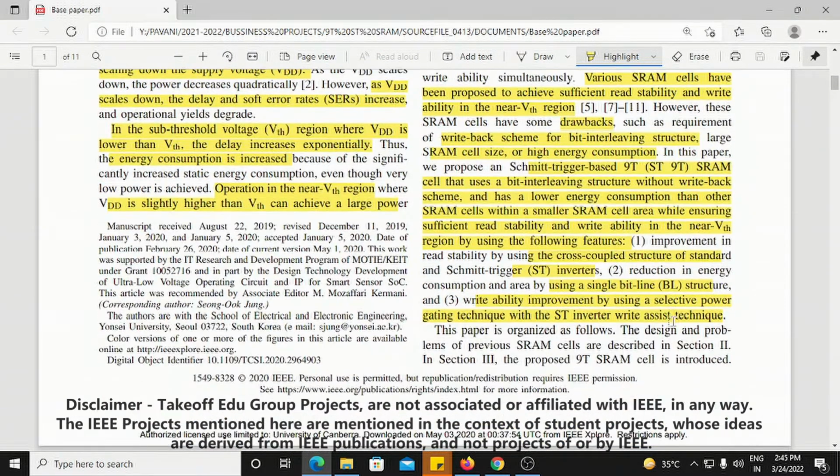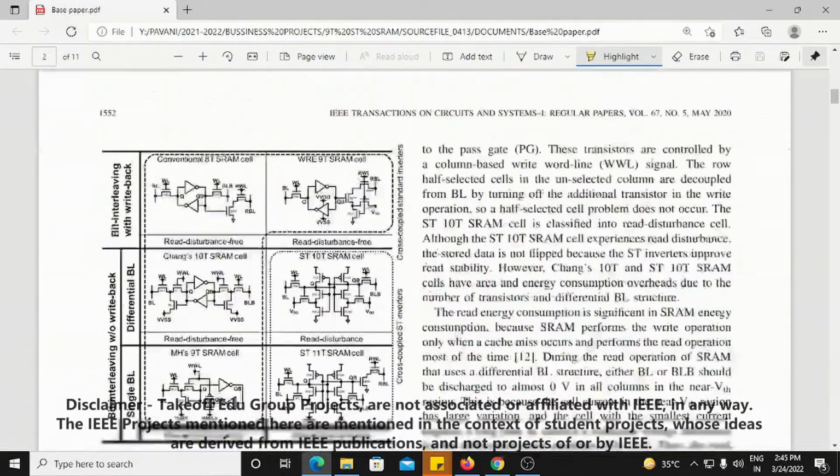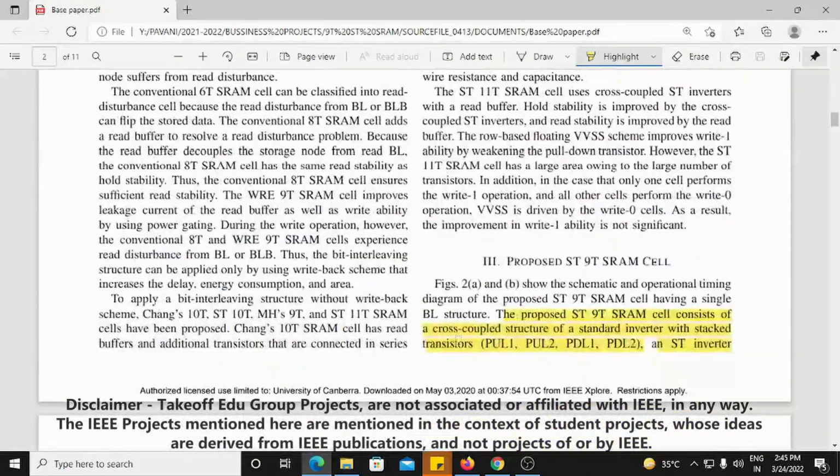The first is improvement in read stability, achieved by using the cross-coupled structure of the standard and ST inverters. The second is reduction in energy consumption, achieved by using a single bit line structure. The third is writability improvement, achieved by selecting a power gating technique with the ST inverter. These are the three things we achieve in this paper. So let's go into the operation.